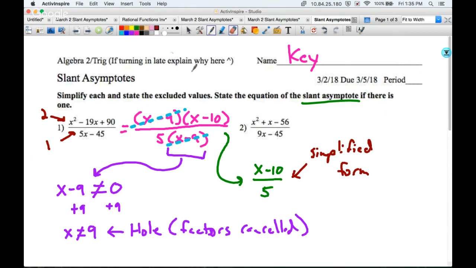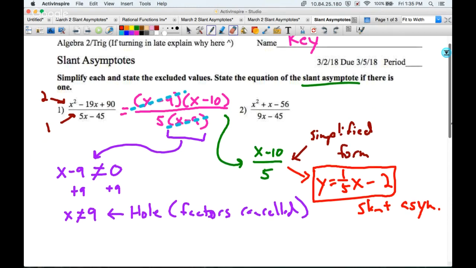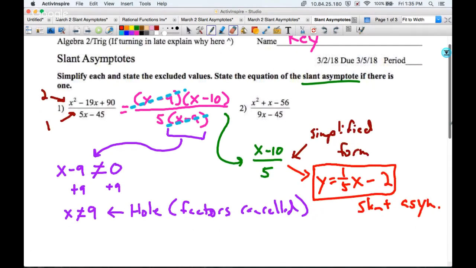And to get the equation of the slant asymptote, I want to take this and put it into y equals mx plus b. So this would be y equals 1/5 x, that's my slope. And then the b would be negative 10 divided by 5, or minus 2. All right, so that is the slant asymptote. All right, nothing else to do there.